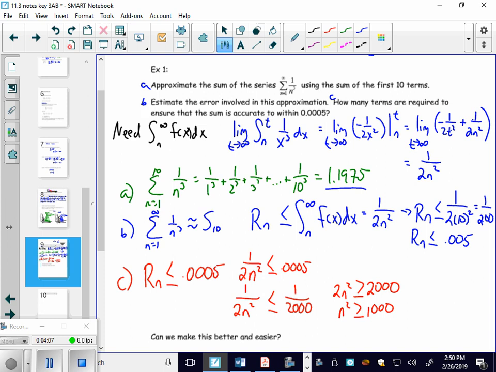And 1,000, of course, is not a perfect square. So when you take the square root, you get that n has to be greater than or equal to, I think it's like 31.62 is what I came up with before. But n, remember, has to count by whole numbers, so it really can't be 31.62. So in order to ensure that this is accurate to within 0.0005, I have to kick n up one more digit. So n is 32. In other words, the sum of the first 32 terms is going to ensure accuracy to 0.0005. That's what that is saying.